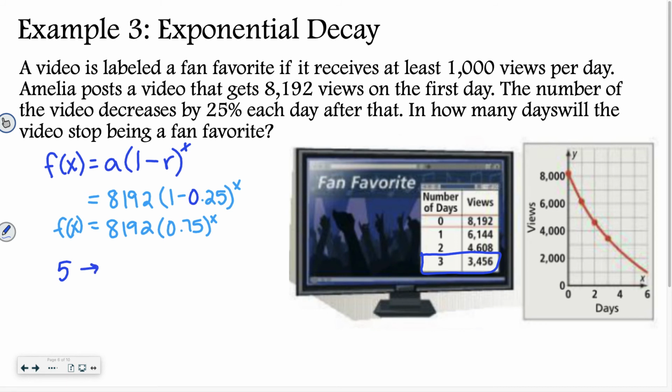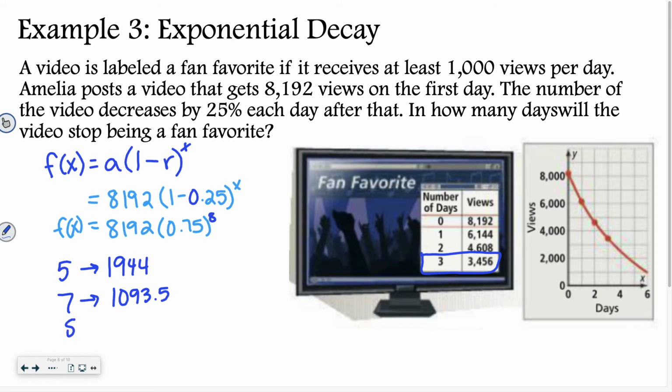After 5 days, I'm left with 1,944 views. So if I change that x to a 5, I get 1,944. If I look at that, 1,944 is still quite a ways above 1,000. So I'm going to skip the number 6 and let's try 7. If I plug in 7, I'm left with 1,093.5 views. So I'm still above that 1,000 threshold, but I'm close.